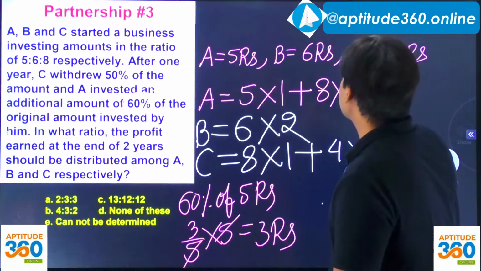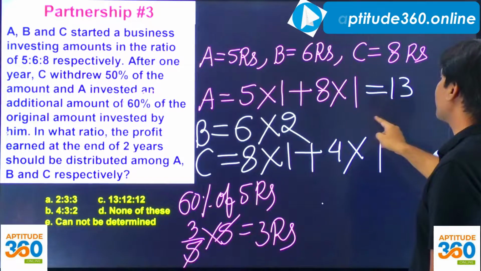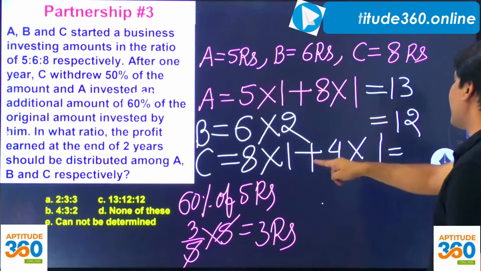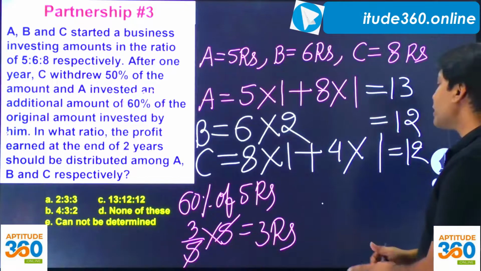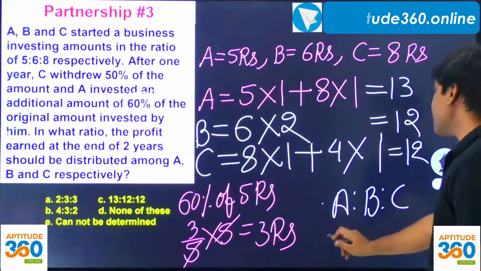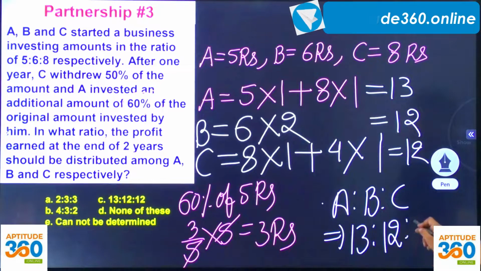Now divide the profits in this ratio. So what is this value? 5 into 8, this value is 13. This is 6 into 2, 12. And this is 8 plus 4, 12. What should be the ratio of profits? It should be 13 and 12 and 12.